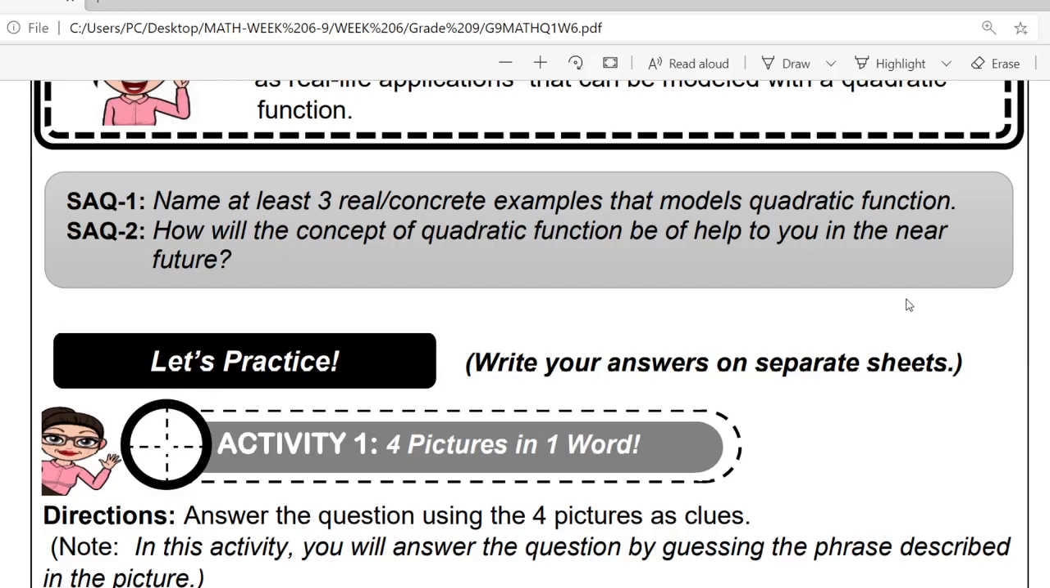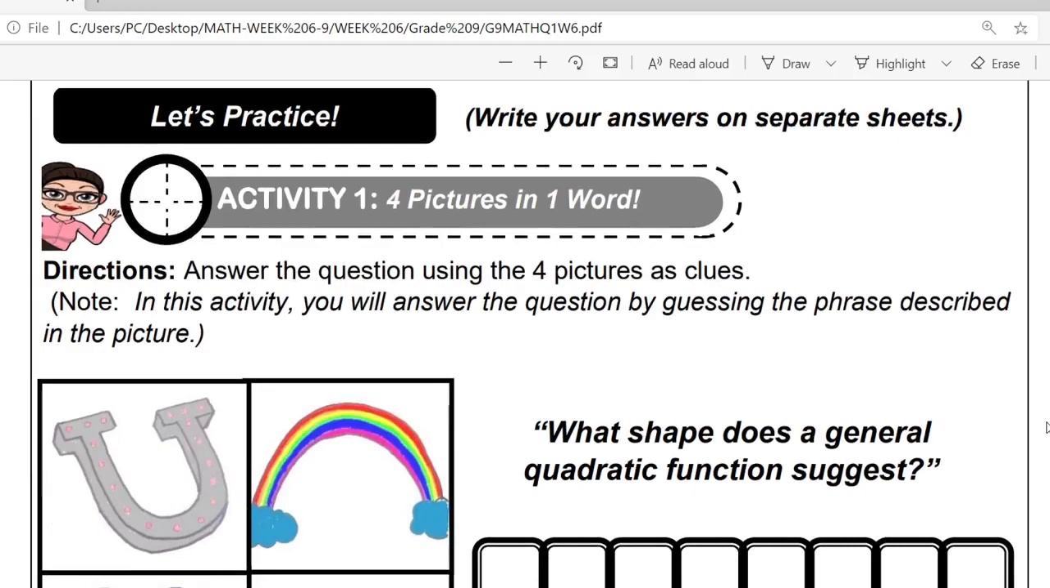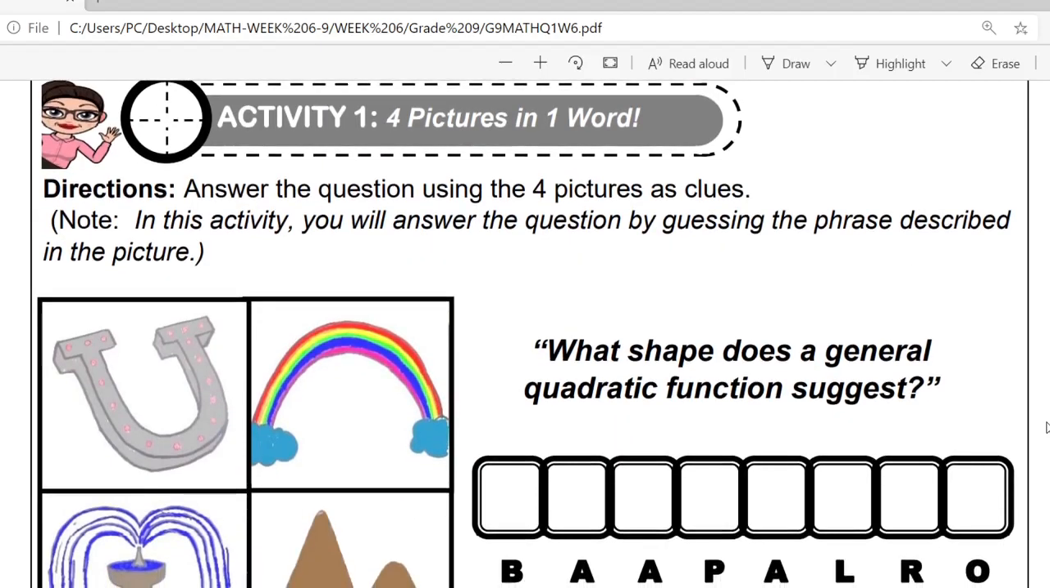Okay, next. We have here activity number one, four pictures in one word. Answer the question using the four pictures as clues. These are the questions, the given pictures. In this activity, you will answer the question by guessing the phrase described in the picture.